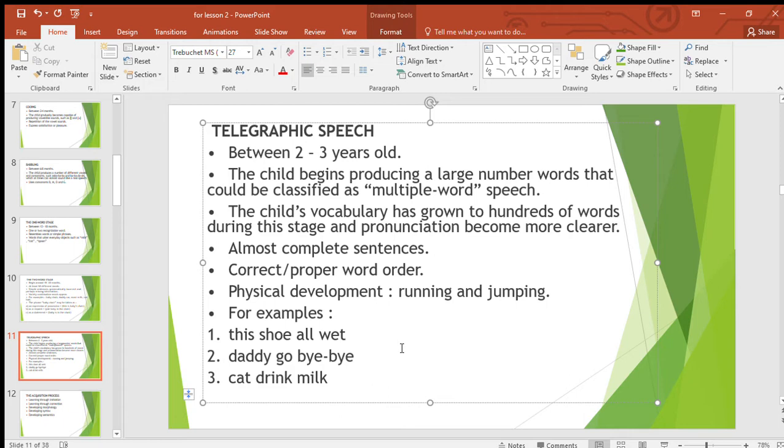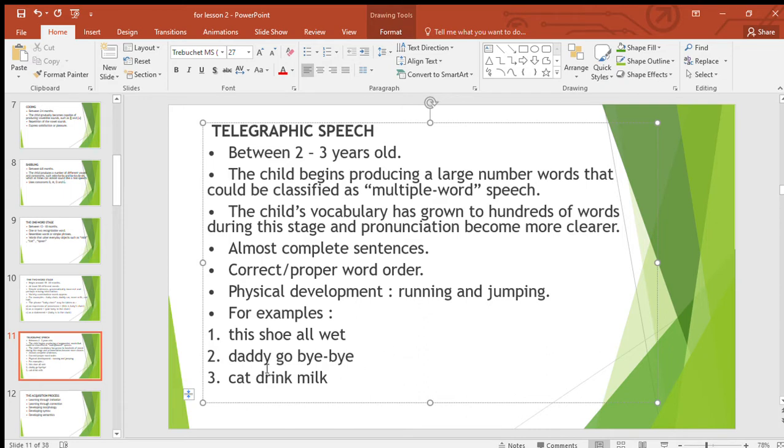So, "this shoe all wet." The child may be pointing at the shoe. "Daddy go bye bye." So maybe the child is waving goodbye. Or "cat drink milk."